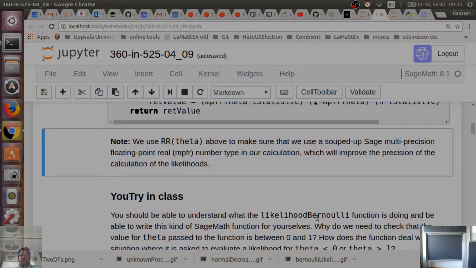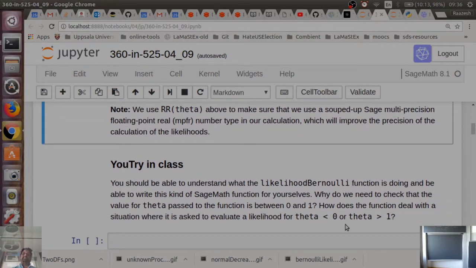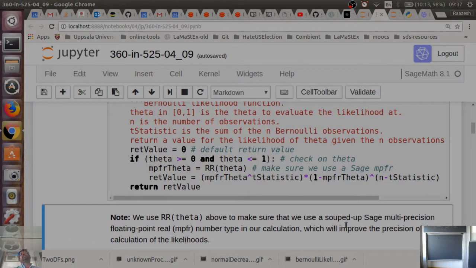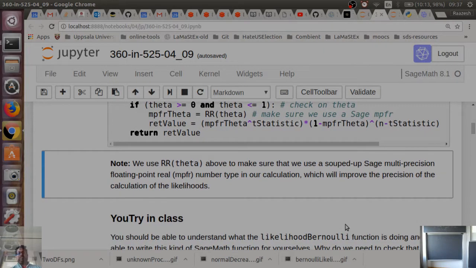We are using RR of theta because we really want to exploit the multi-precision floating point arithmetic. You cannot do this as easily in a usual C library with doubles. Because when you take some small number between 0 and 1 to a very, very large power, you're going to underflow. You're going to get into issues with floating point.